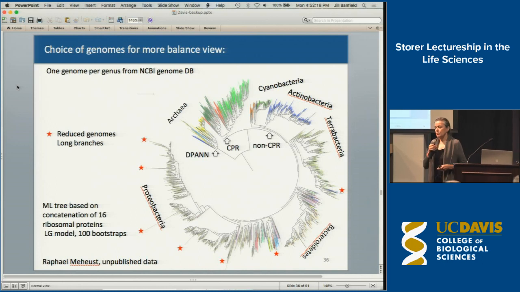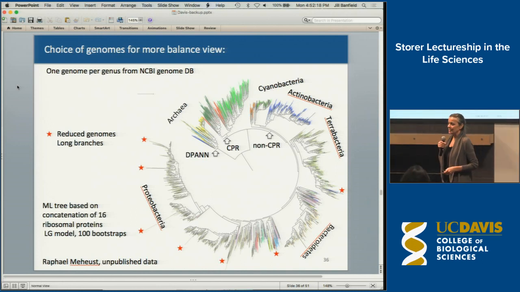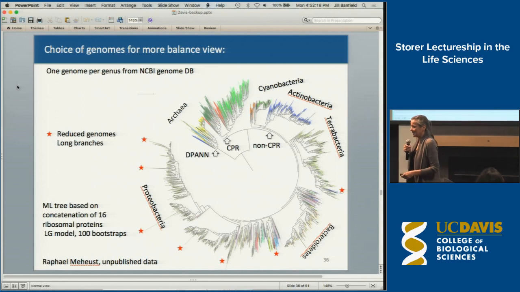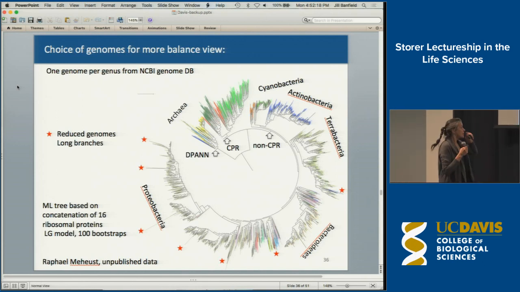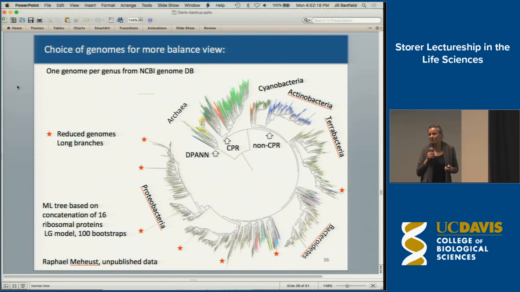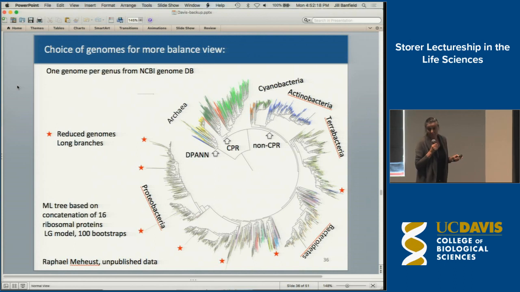The next thing we wanted to do is just determine whether or not what we were seeing was an artifact of studying genomes from the aquifers. Does it make any difference? So Raf downloaded approximately one genome per genus from NCBI and made a phylogenetic tree, this is a phylogenetic tree, to show the organisms he chose to put into the analysis.